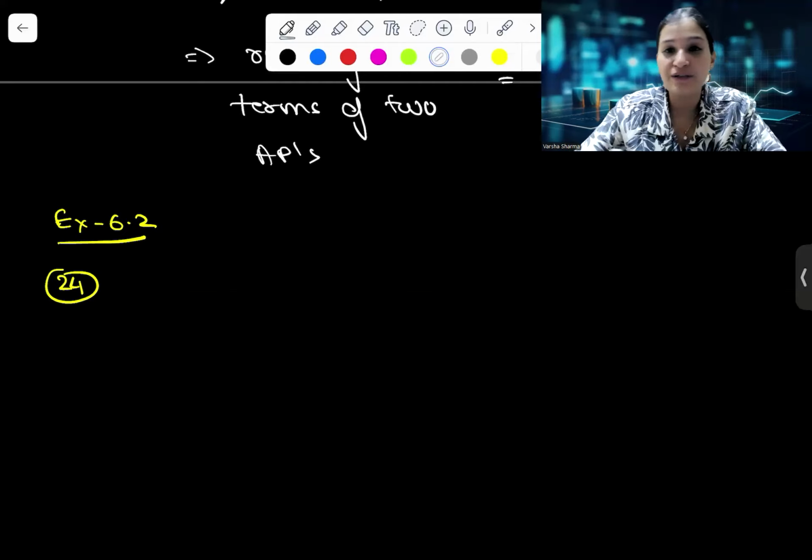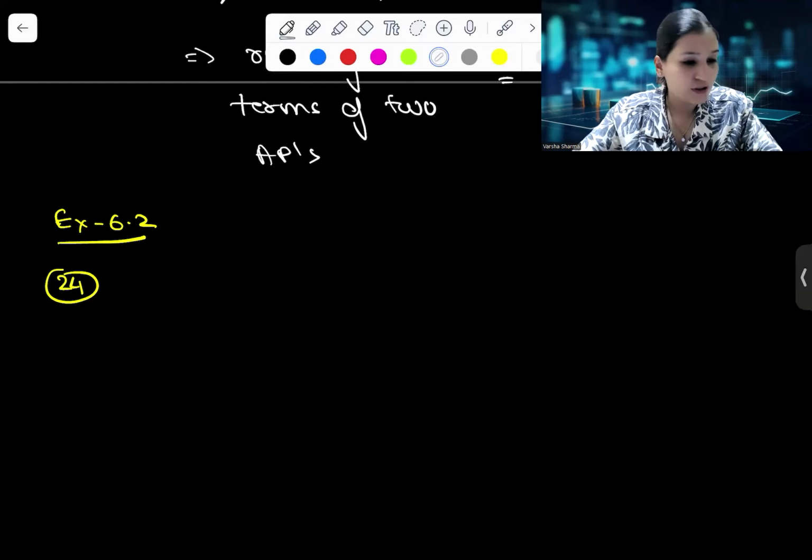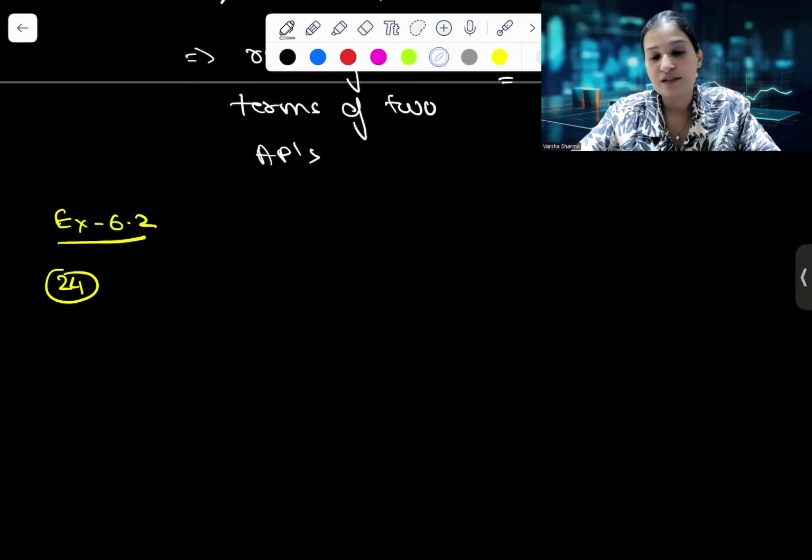What am I supposed to replace if I want to find out the ratio of the 12th term? 23. 12 twos are 24 minus 1, 23. So we need to replace n by 23. Will you try it out, everybody?